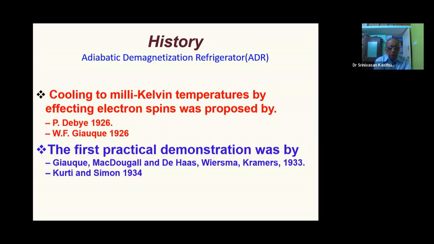Cooling to millikelvin temperature by effective electron spins. It was proposed by Debye in 1926 and also by Giauque in 1926. The first practical demonstration was done by Giauque, McDougall, and de Haas, Wiersma, Kramers in 1933, and Kurti and Simon did it in 1934. They were able to see that you are able to bring the temperature to the millikelvin range by their experiments of adiabatic demagnetization.